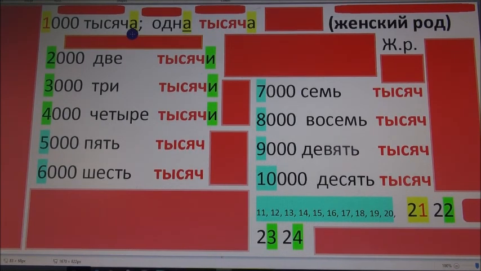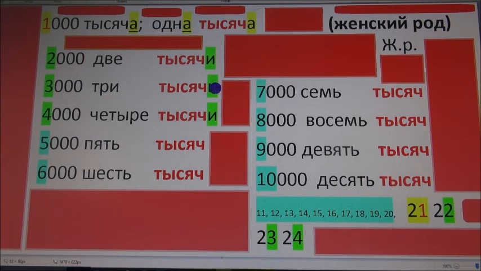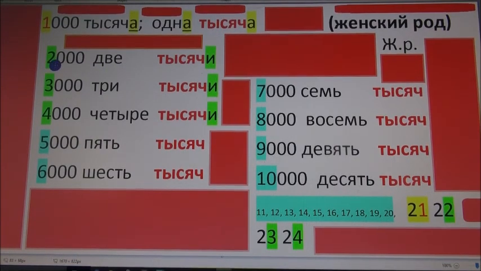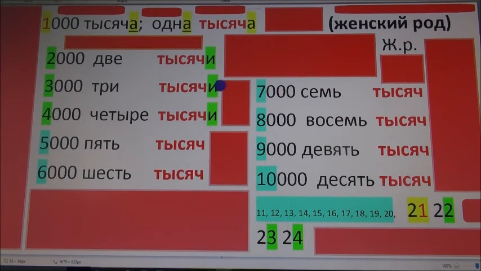I highlighted одна тысяча with yellow color. Then with green color, I highlighted only three numbers, 2, 3, 4. The ending will be e. Only these three digits, 2, 3, and 4, will have ending e in feminine. Одна тысяча, две тысячи, три тысячи, 3,000, четыре тысячи, 4,000.